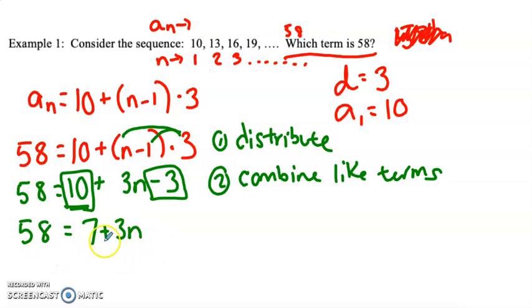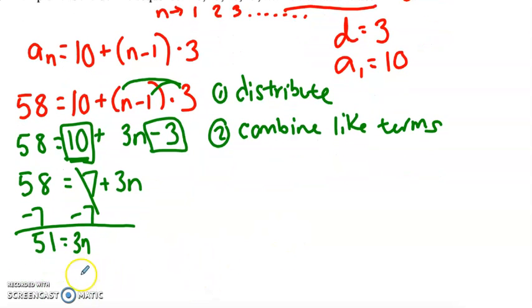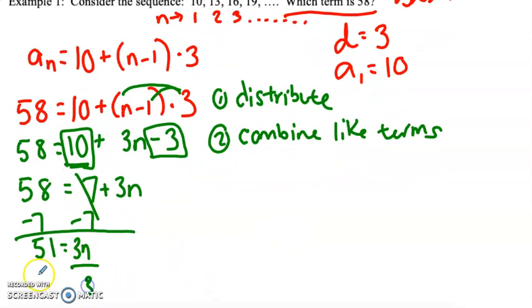Now I've got a two-step equation where I can now get rid of my 7 because these look alike, they don't have a variable. Subtract 7 on both sides. 58 minus 7 will be 51 equals 3n. So very last step would be to divide by 3. So n equals, I think I remember the answer. Let me get my calculator.